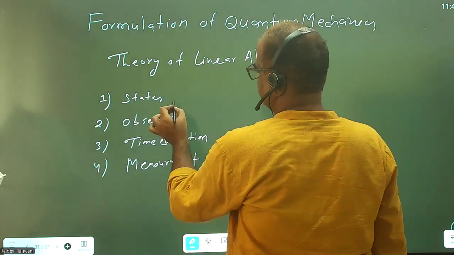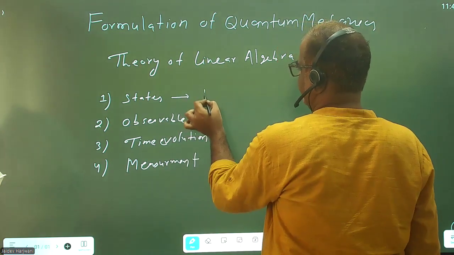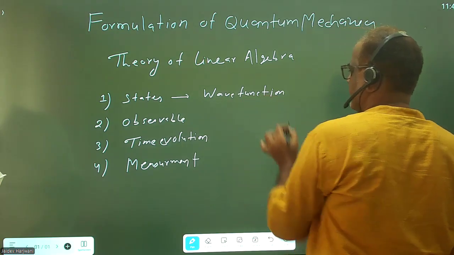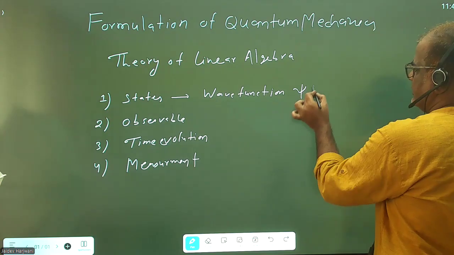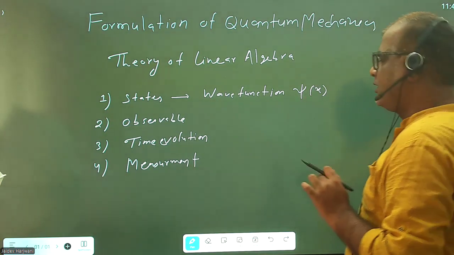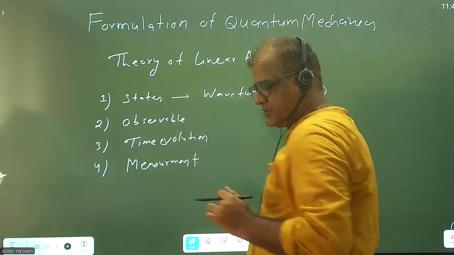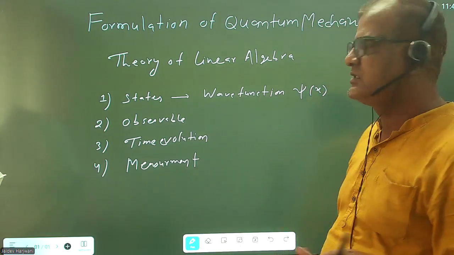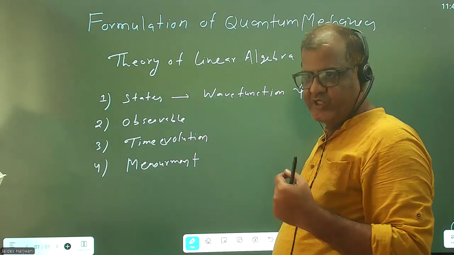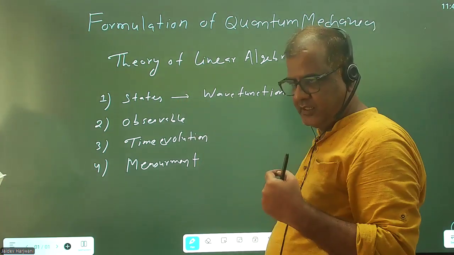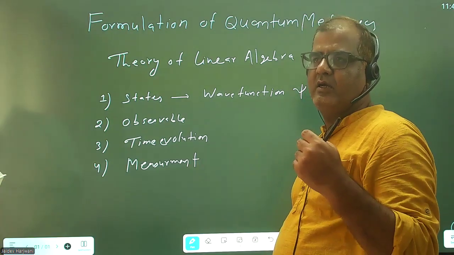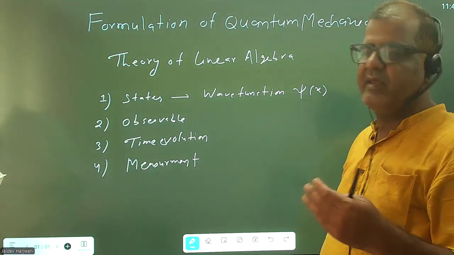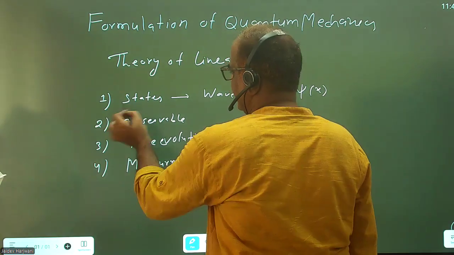State is defined by a state vector or a wave function. Let us call it psi x. Now this wave function has all the information about the states. Now, what do you mean by information about a state? The information of the state means what is the position of that particle, what is the energy, what is the linear momentum, what is the angular momentum. So all the possible information a system can have is all encoded in this wave function.